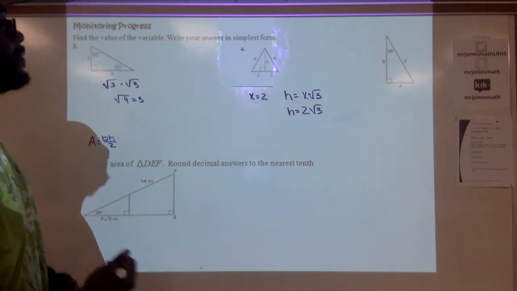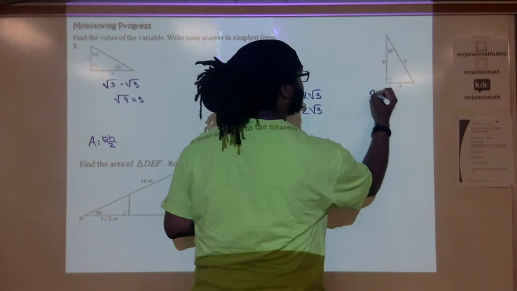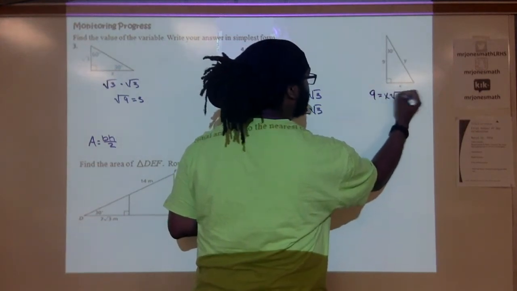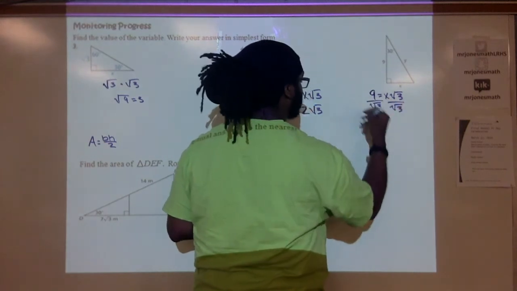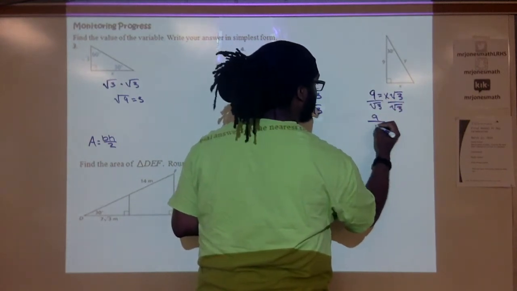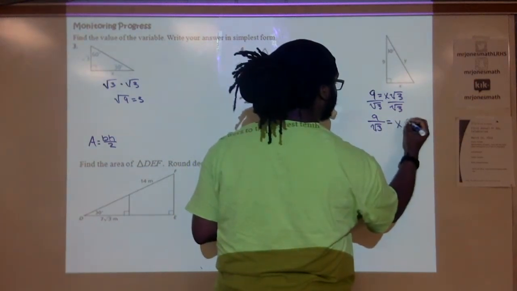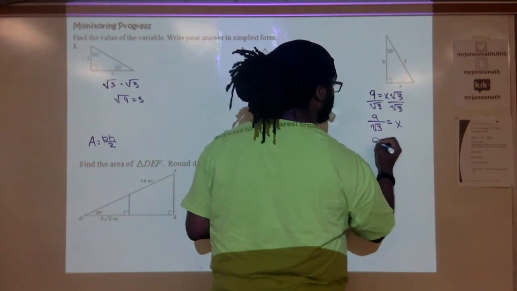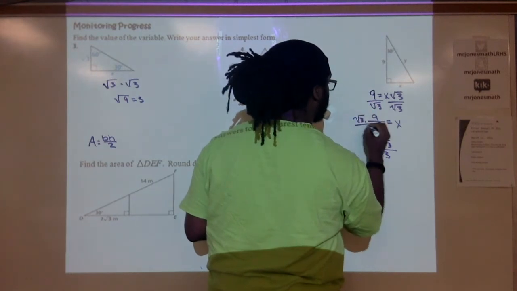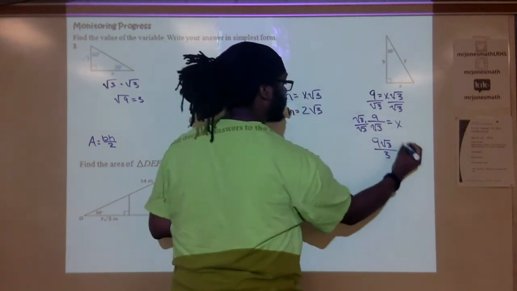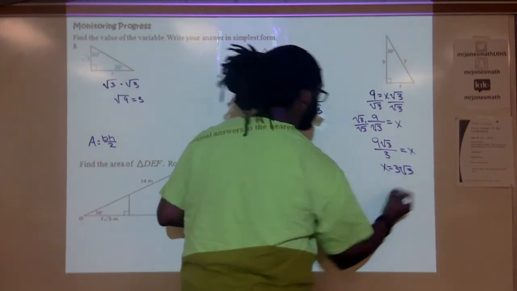All right, and the last one, we know the longest leg. So remember, we know the longest leg. We can simply divide by the square root of 3. This is exactly like the last example. I got the same problem. I'm going to work it out anyway. So 9 square root of 3 over 3. Remember, we got to multiply by the square root of 3. So x equals 3 square root of 3.